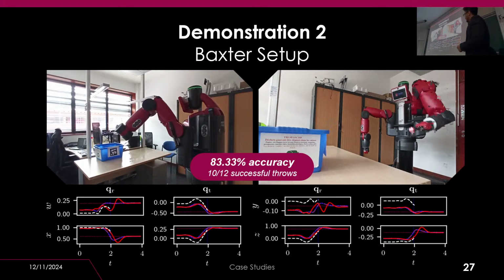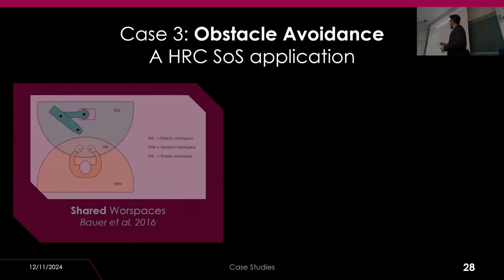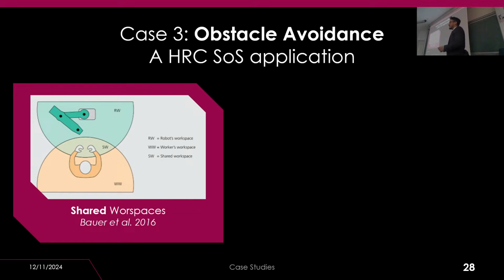Now, the third case, the obstacle avoidance problem, which is based on the shared workspaces theory by Bauer and other authors in 2016, which is very simple. It's basically a human operator and a robot sharing a workspace as to collaborate in a given task. This poses safety issues for the human worker, the human operator.